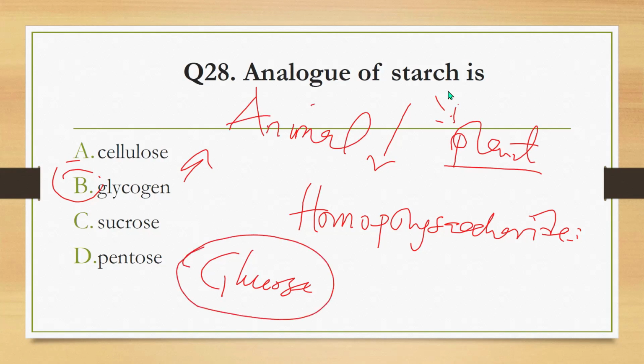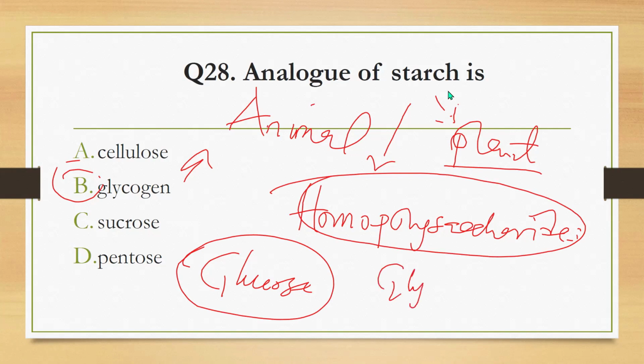They are all made up of glucose, and they are all homopolysaccharides. All of them are linked by glycosidic bonds. But the difference is that in glycogen, the glycosidic bond is alpha. Sorry, alpha glycosidic bonds.